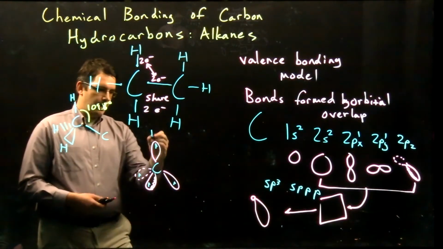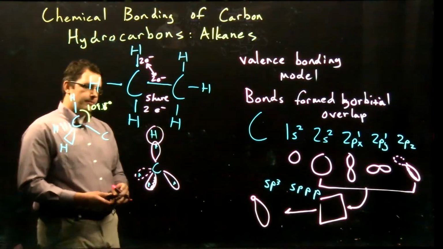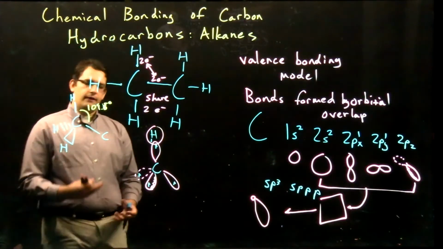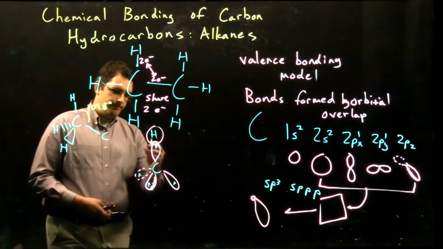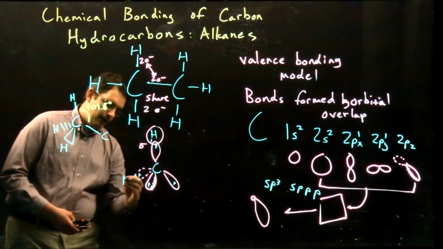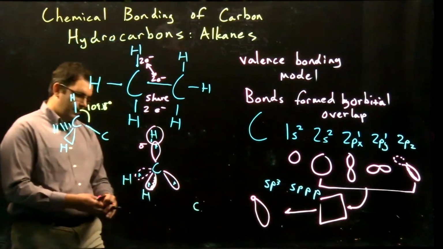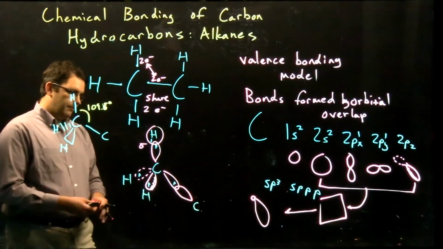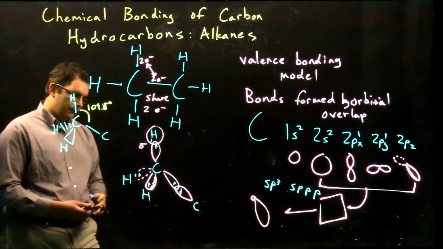So I put my hydrogen up top. It still has an s orbital. We can get an overlap between our two orbitals. This is a head-to-head overlap, so it's another sigma bond. Put my other hydrogens on. And of course I have my other carbon down here, which is going to be using another sp3 orbital to bond to my first carbon over here.